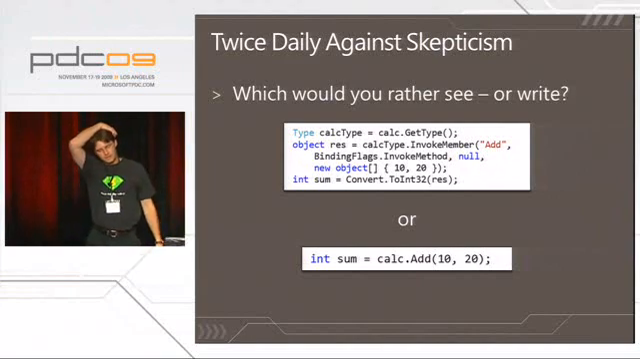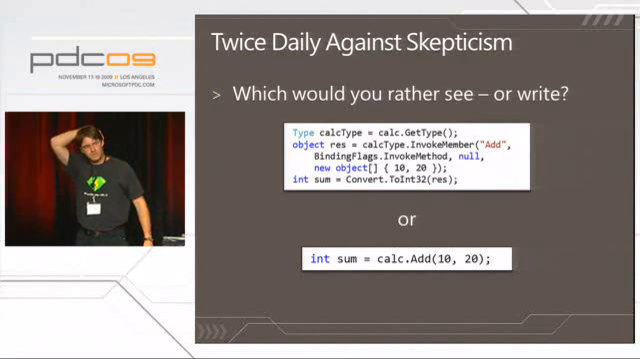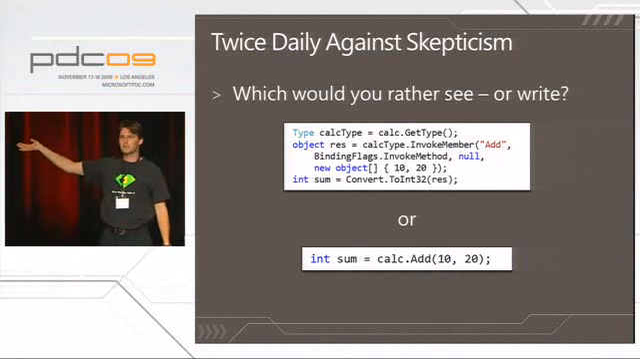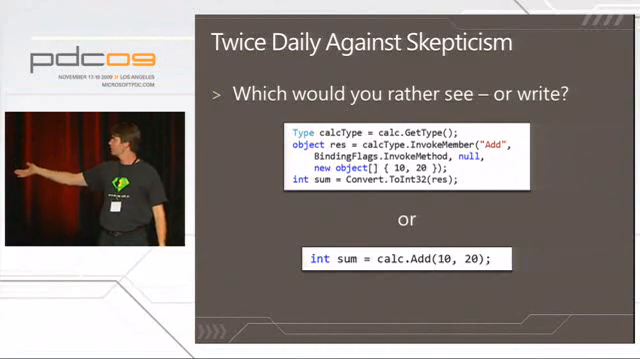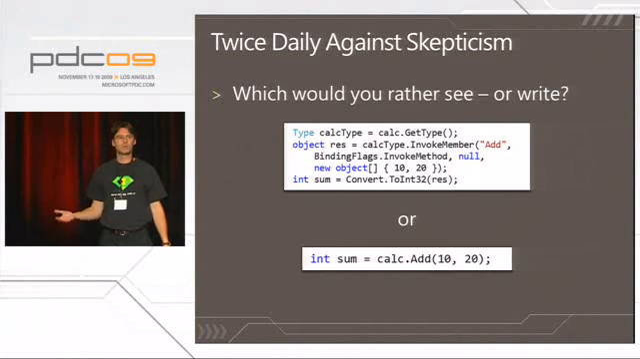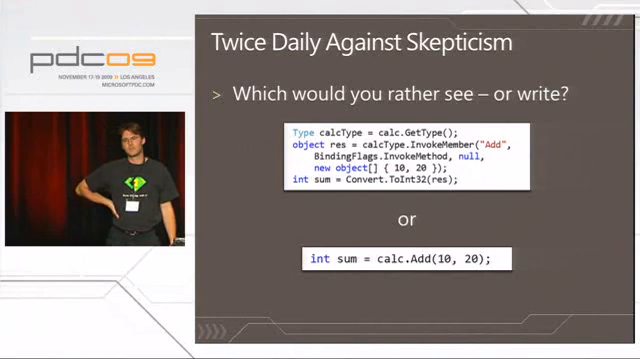The thing I want you to leave from here with is, if you have any skepticism about dynamic, just remember this. What would you rather have in your code? What would you rather write in your code? Would you rather write the thing on top, or would you rather write the thing on the bottom? Because that's what dynamic is really for. That's a core feature of dynamic. That's the core scenario for it.